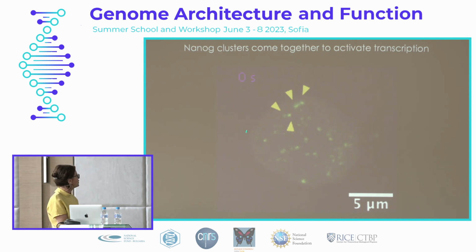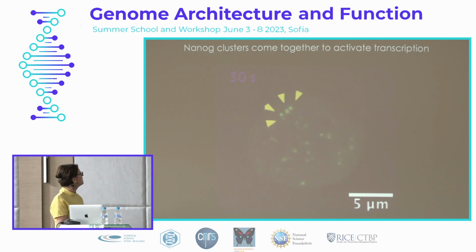So here, this is a nucleus. We're labeling Nanog in green here and transcriptional activity in purple, and you can see many nanoclusters. And to prepare you for what's coming, the nanoclusters that are highlighted with these arrowheads are going to move together, and only when they're together does transcription start.